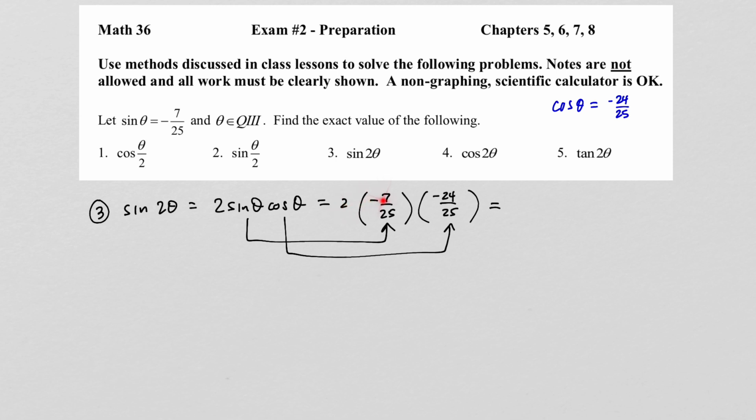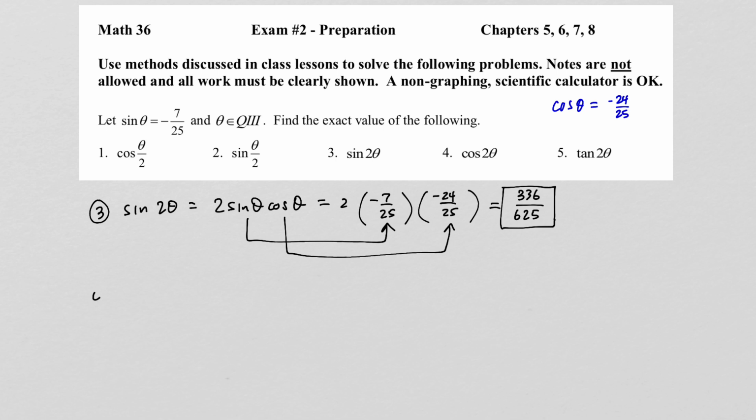2 times 7 is 14, and 14 times 24 is 336, and this is going to be positive because negative times negative is positive, and 25 times 25 is 625. And so our answer here for the sine of 2 theta is 336 over 625.